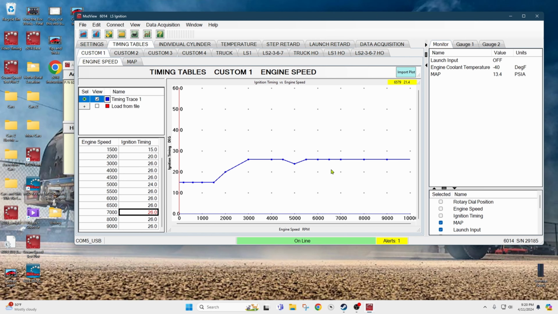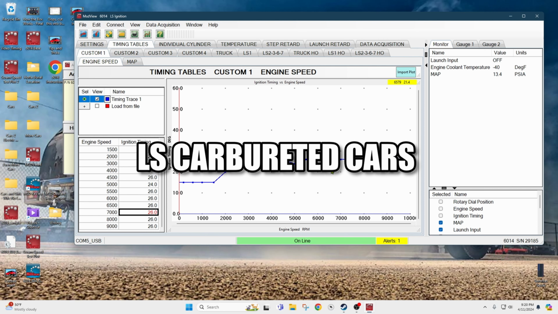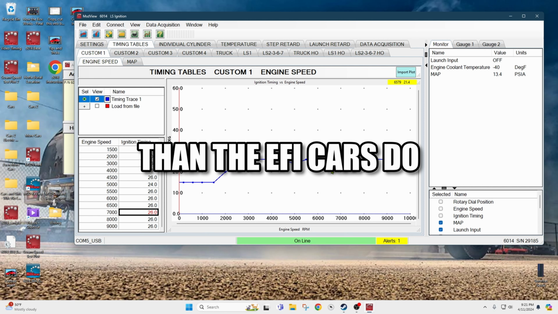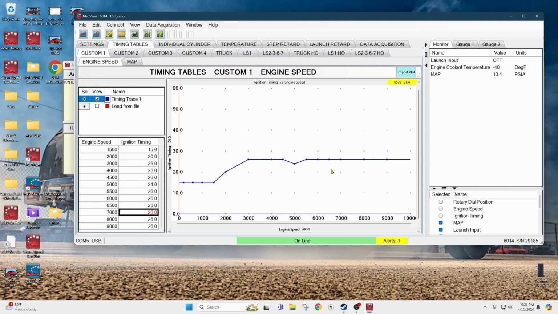So I get a lot of questions about what's the best way to start out with this, what's the best way to figure out what my motor needs, all that sort of thing. The thing is that screws up some people. The LS carbureted cars like more timing than the EFI cars do. I don't know why that is, but it's seemed to be universally true ever since we've been messing with this.